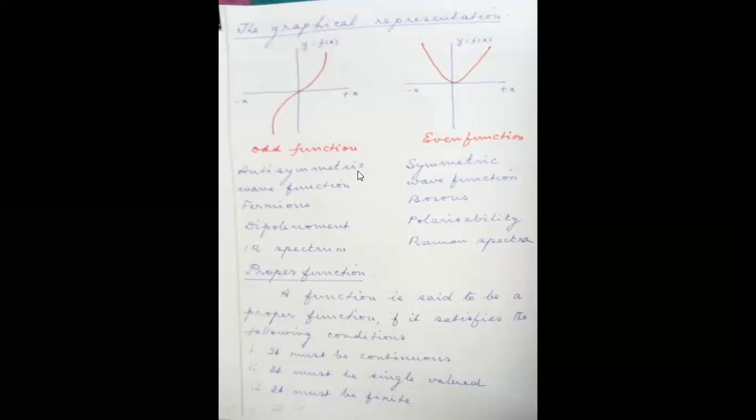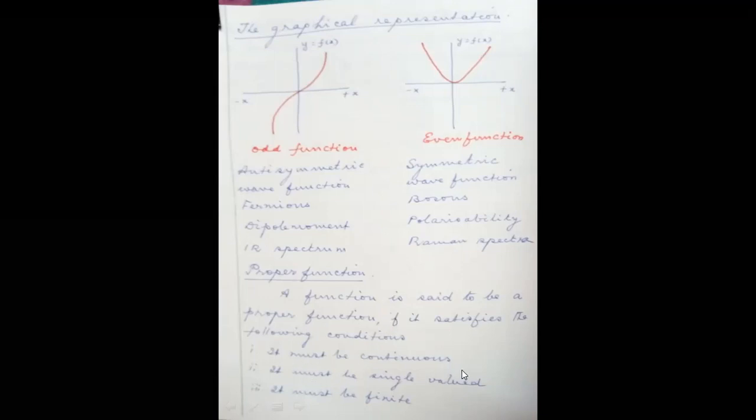So an odd function is an antisymmetric wave function, and it is the wave function of fermions, and it is used to find out the dipole moment, which has its application in the IR spectrum. Whereas even functions are symmetric wave functions of bosons, and they speak about the polarizability, and have their application in Raman spectroscopy. Now, quantum mechanically, what is a proper function, an acceptable function?